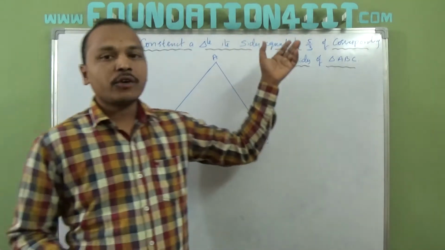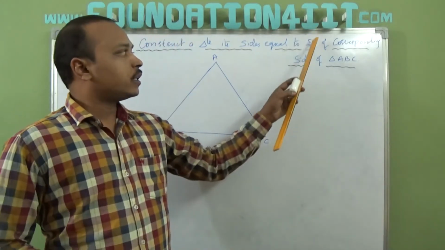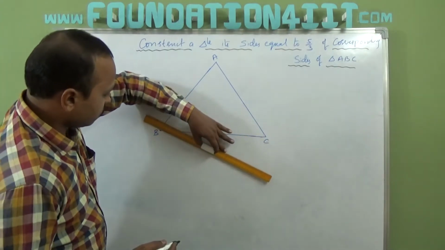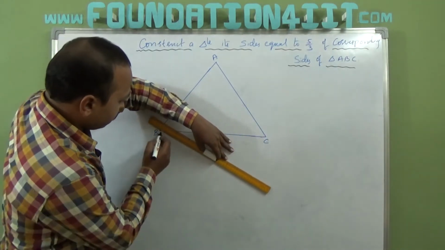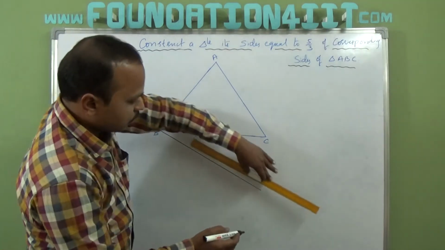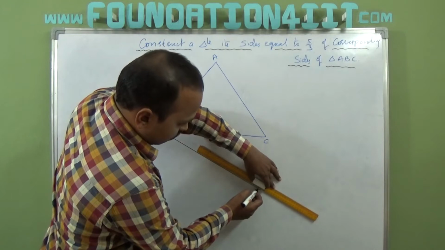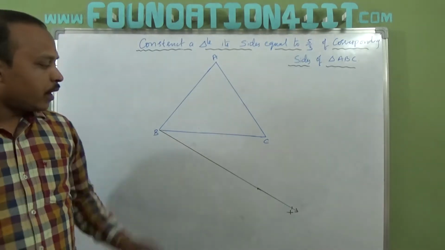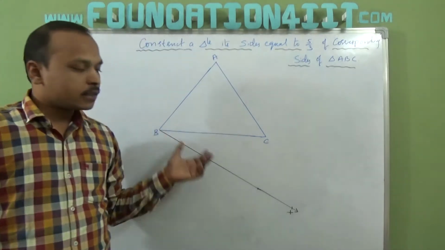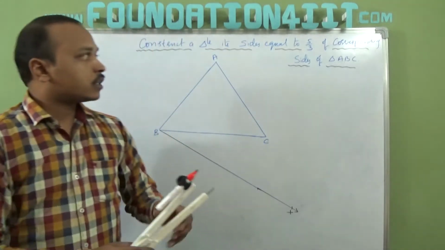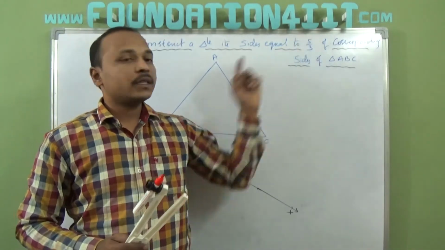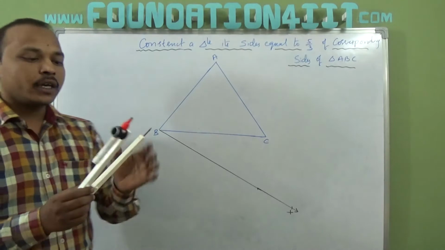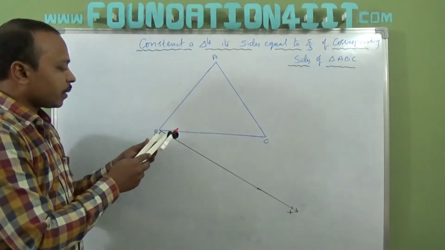So ABC is a triangle. I want to construct 5 by 3. So in this 5 by 3, the big number is 5. Now take one ray from B towards down, BX, and make it into 5 equal parts. You can take any acute angle and construct a ray first. Then to construct 5 by 3, the numerator is 5, so 5 equal parts you need to cut. So take any reasonable distance and make it into 5 parts.